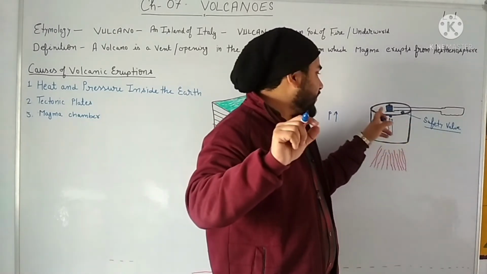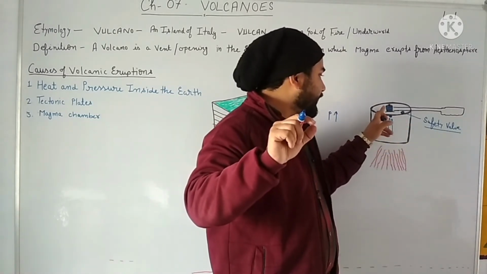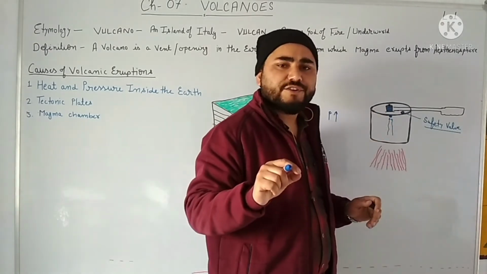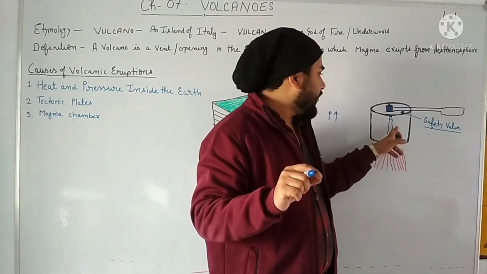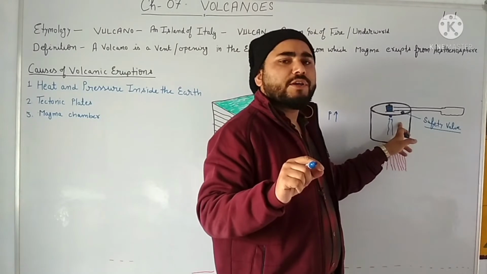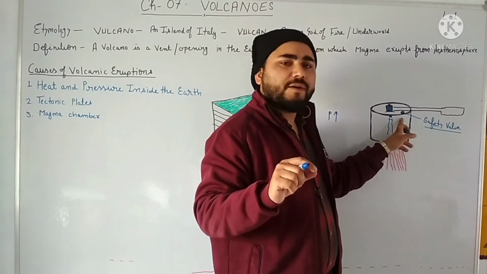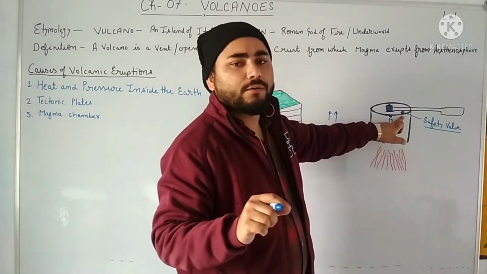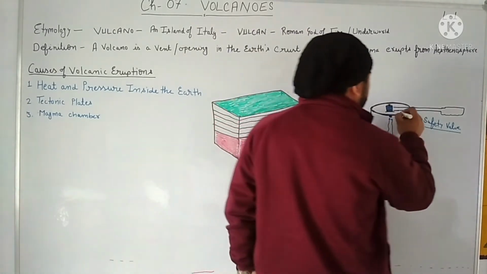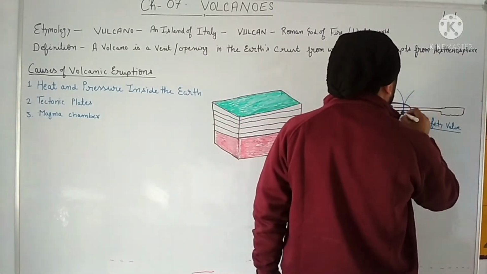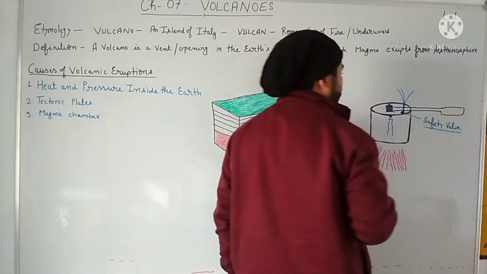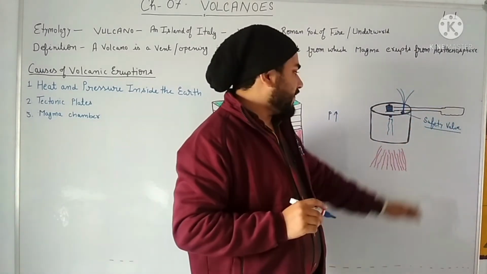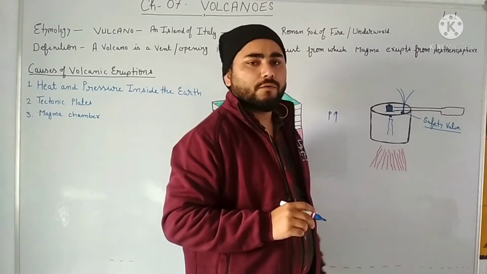Why? In case this whistle malfunctions, when the steam keeps generating and the pressure becomes very high, then what will happen? Then this will be broken, and the pressure will be released from here like this. The steam will be released from here. Getting or not? That is why it is called a safety valve.